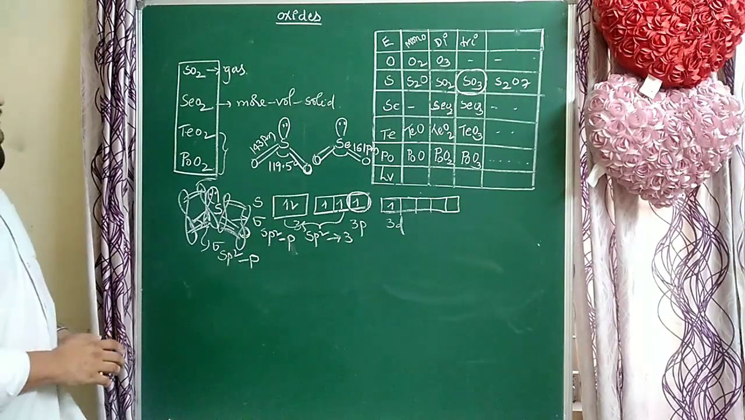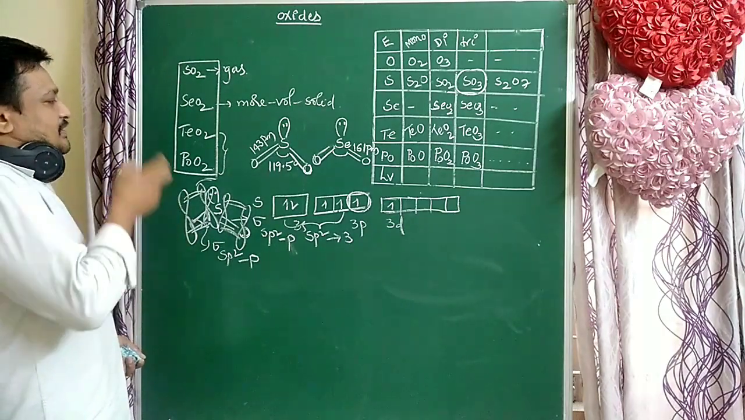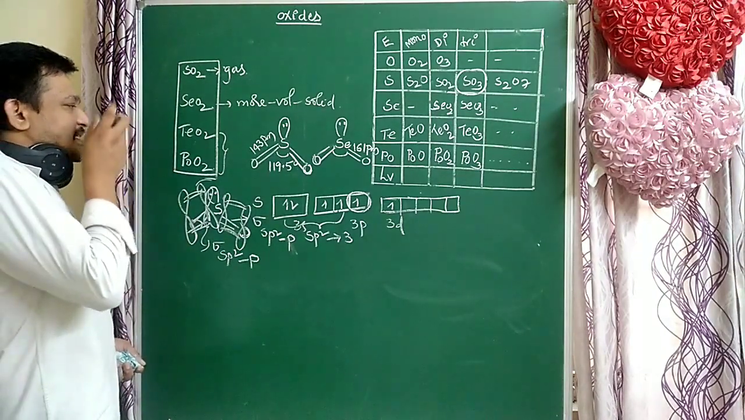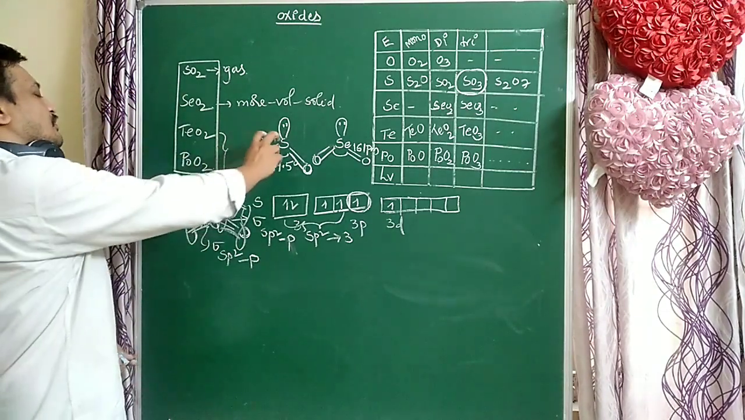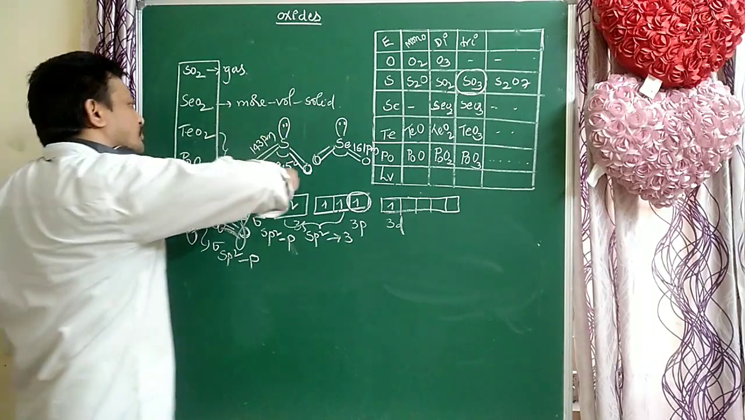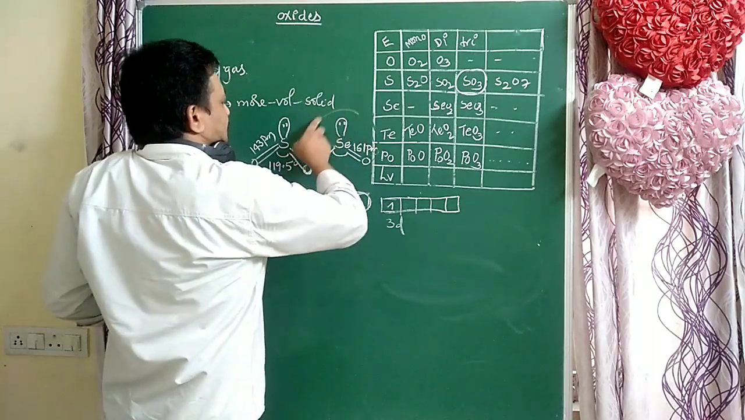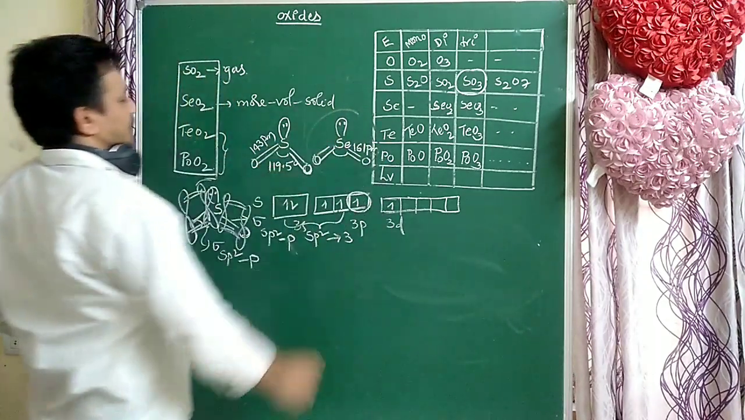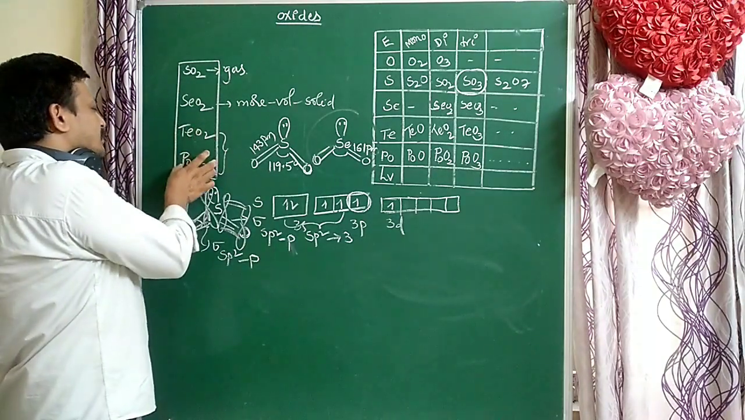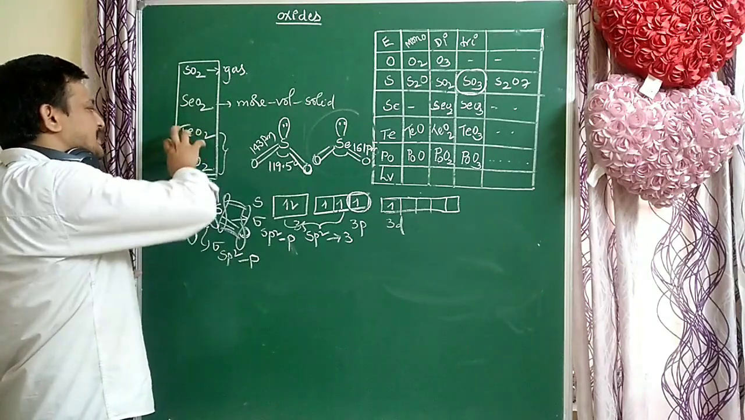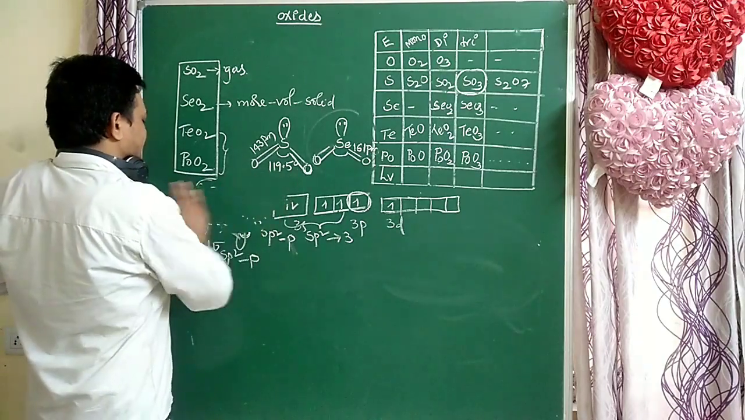So these dioxides are formed in the first excited state. SO2 is a gas, and in the gas state its shape is angular. SeO2 is a more volatile solid, and in the gas state it also has an angular shape. The remaining ones are ionic solids, crystalline solids.